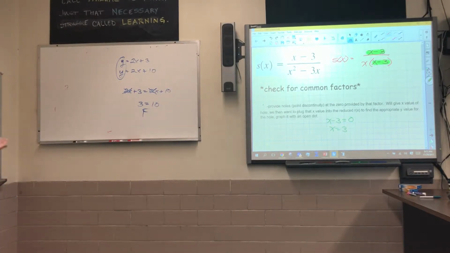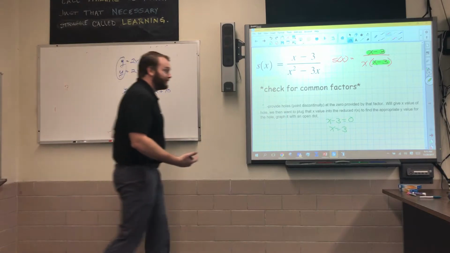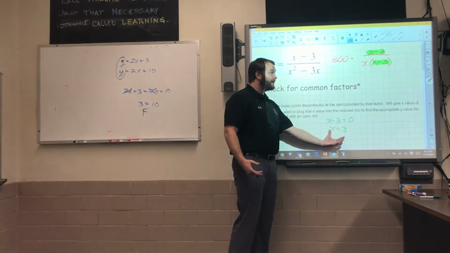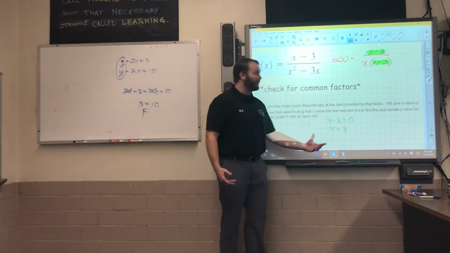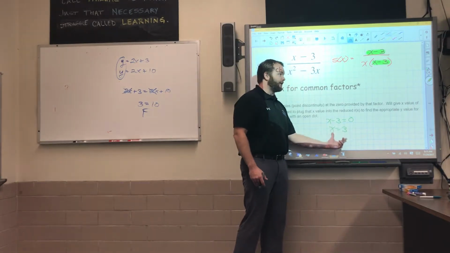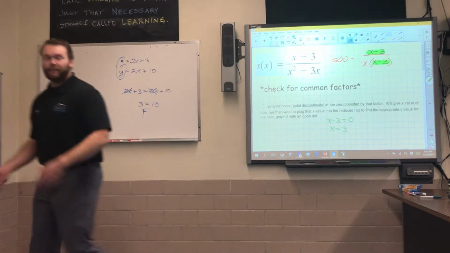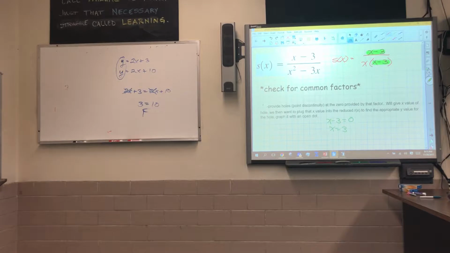So basically what we're going to do is treat this thing as a point that does exist, and the way I find y values of points that do exist is I take that x value and plug it back into my function, evaluate, and it should give me a y value back, correct? Okay, so let's do that.